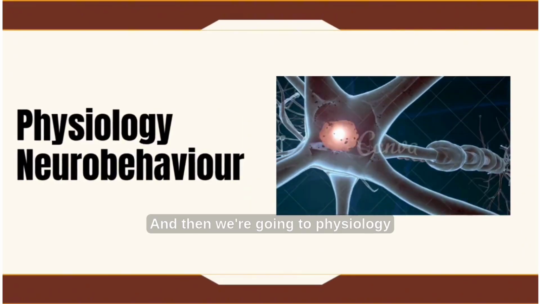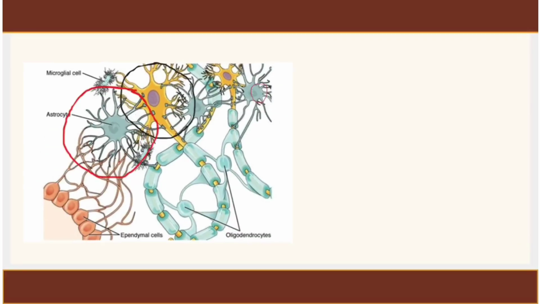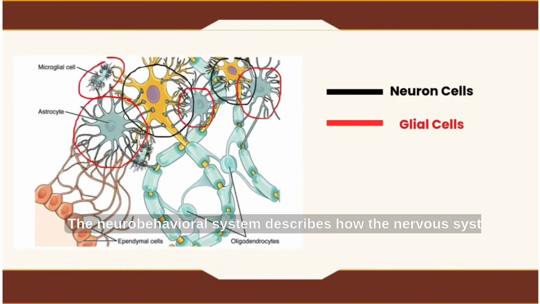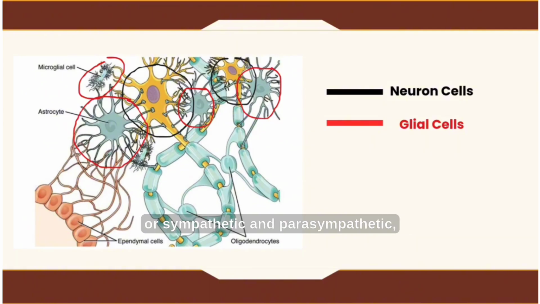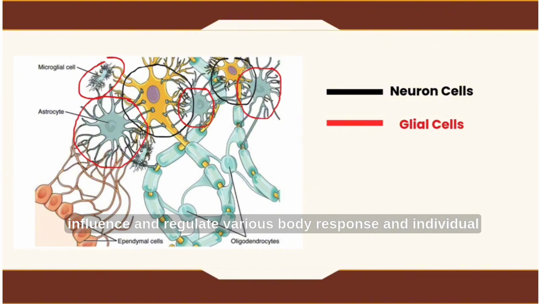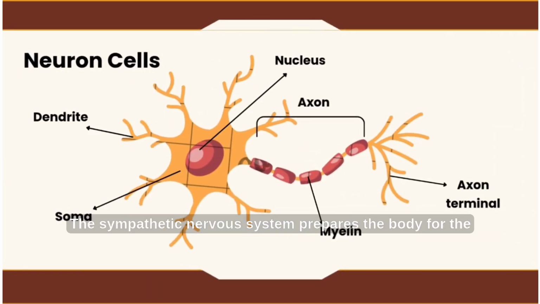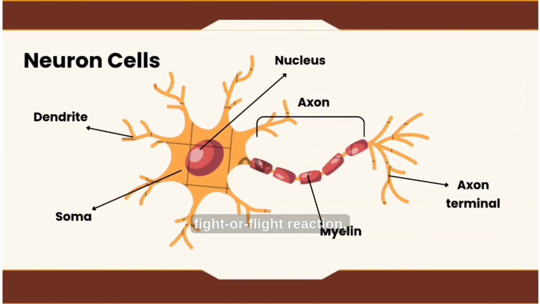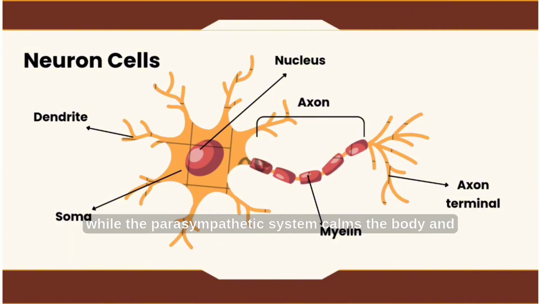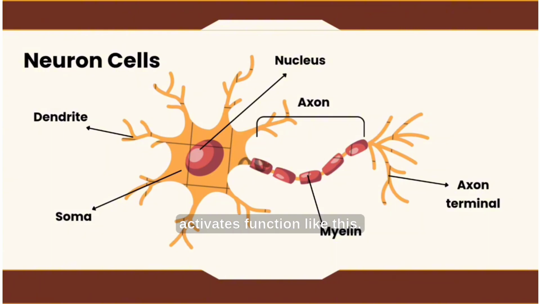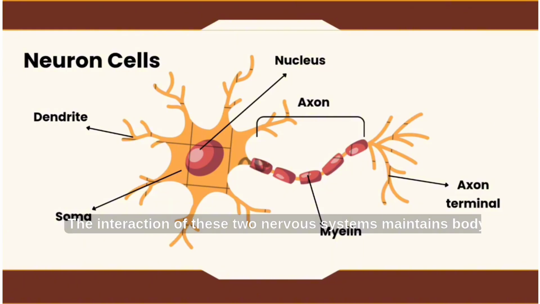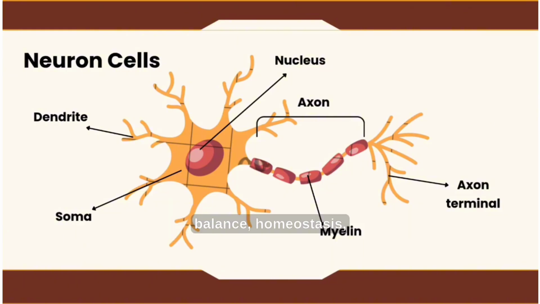And then we're going to physiology of neurobehavior. The neurobehavioral system describes how the nervous system, especially the autonomic nervous system, sympathetic and parasympathetic, influences and regulates various body responses and individual actions. The sympathetic nervous system prepares the body for the fight or flight reaction by increasing heart rate and respiration, while the parasympathetic system calms the body and activates functions like digestion for recovery and relaxation. The interaction of these two nervous systems maintains body balance, homeostasis, and affects behavior in responding to daily activities.